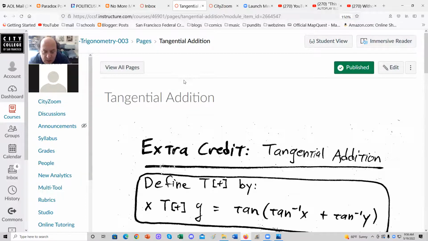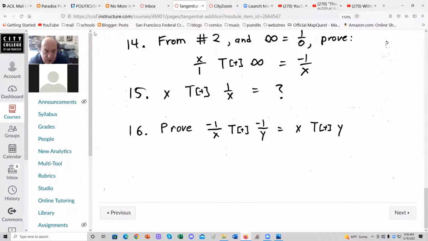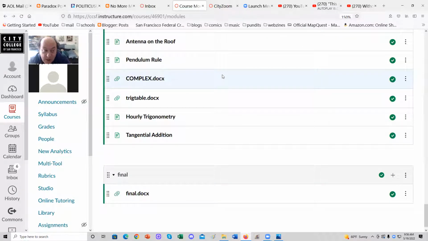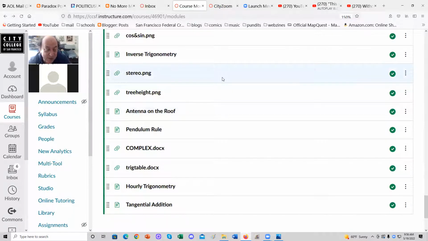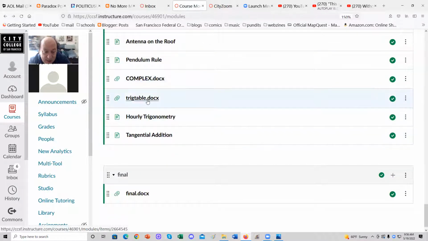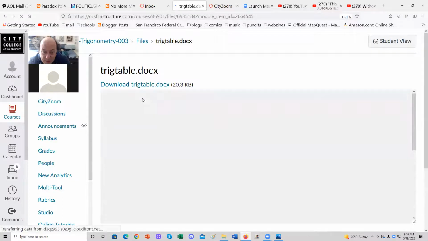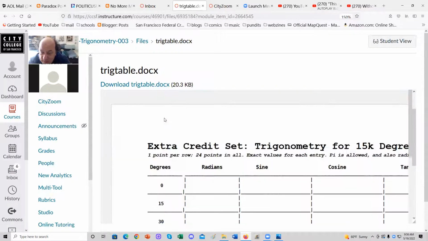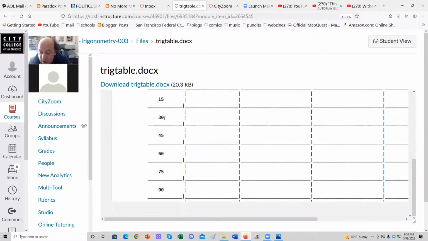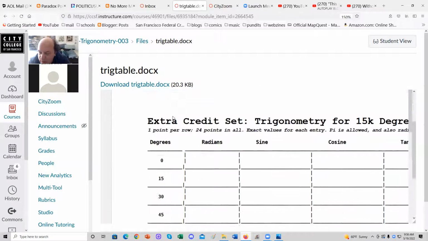So that's worth a few points, 16 points if you do it. I've seen at least one person in this class who has basically done all the extra credit sets and was guaranteed an A simply because of the sheer number of points accumulated. This and this and this are also worth a few points. And this, if you do these problems correctly, basically fill in a table, then it's worth up to 24 points.